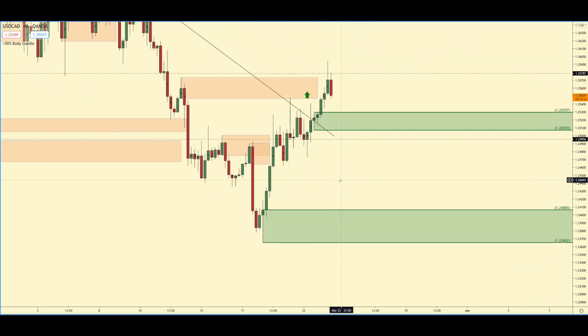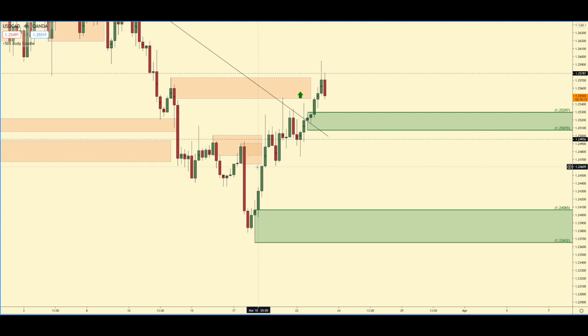I liked my top-down analysis, and that's why it's important to do this top-down analysis. You can't just take trades. You can't just take trades randomly. You need to be doing top-down analysis.